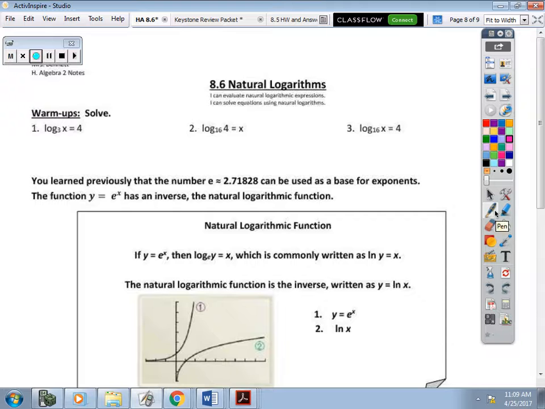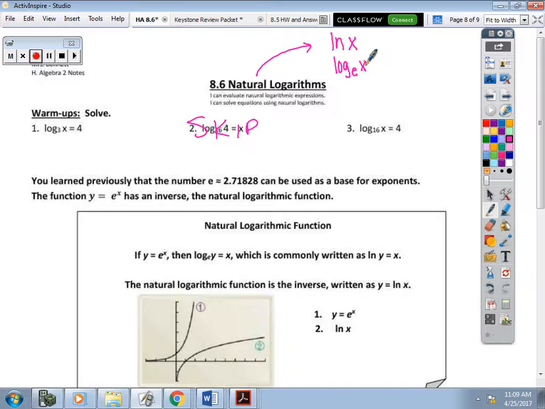So again, we're going to skip the warm-ups just so that we can get through the lesson. They were just a review of stuff we already know how to do in terms of our logarithms. But today we're looking again at the natural logarithm, which, remember, this one looks different. It would be written ln x, which stands for natural log of x. And it's really just a log with a base e.